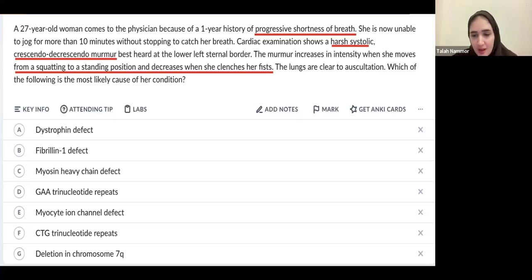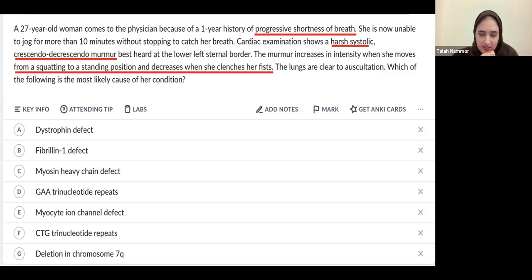Okay. It's not aortic stenosis. Okay. Wait. Regurgitation. Guys, listen. Now we're going in a different way. This is a cardiomyopathy.